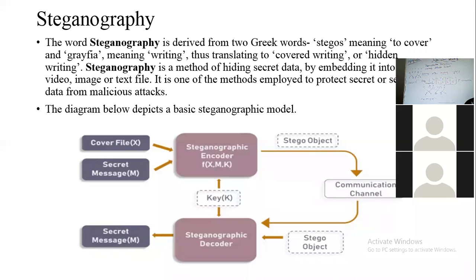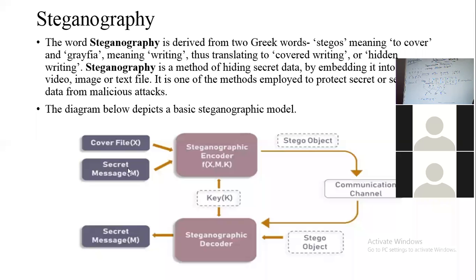In steganography, we hide our secret message in a cover file. Steganography is a method of hiding secret data by embedding it into a video, image or text file. इसमें सीक्रेट मैसेज को हम किसी टेक्स्ट फाइल, वीडियो फाइल, इमेज में हाइड करके रिसीवर को ट्रांसफर करते हैं। Let us suppose we have a diagram: a cover file.